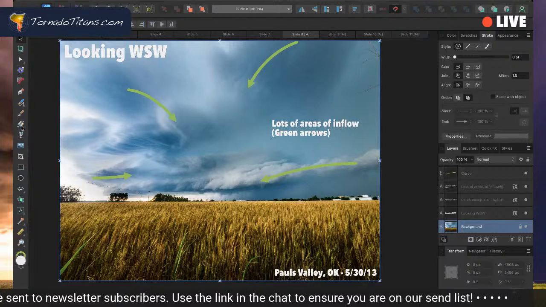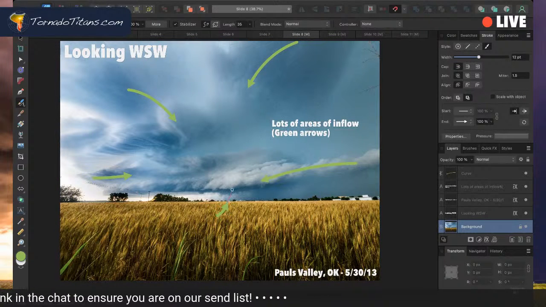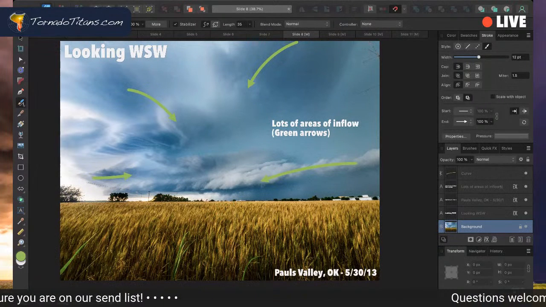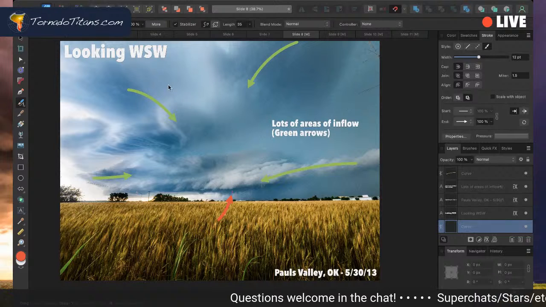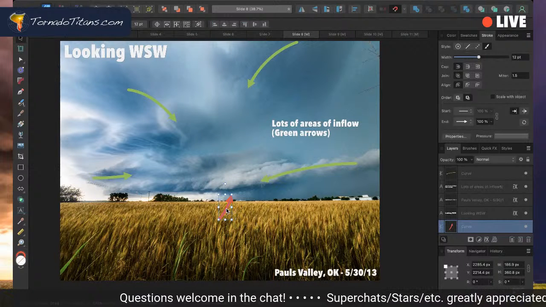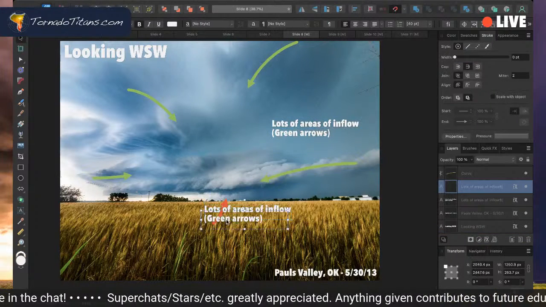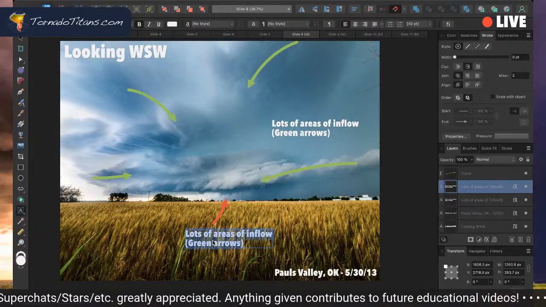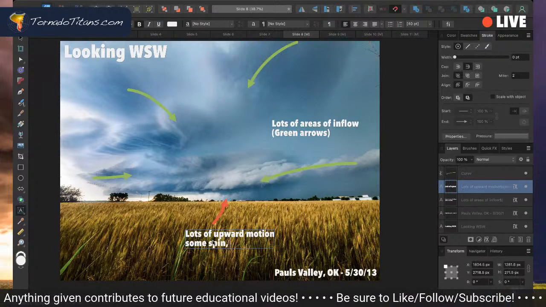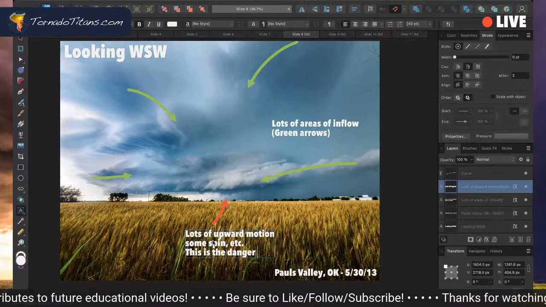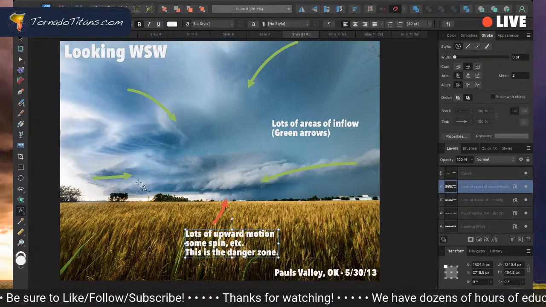Now, there's a little bit of a play on perspective here. But let me change the color of that, because I don't want to have to go back and do that later. But right here is the area. This is where there was lots of upward motion, some spin, etc. This is the danger zone. That's where it was, right there underneath the updraft.